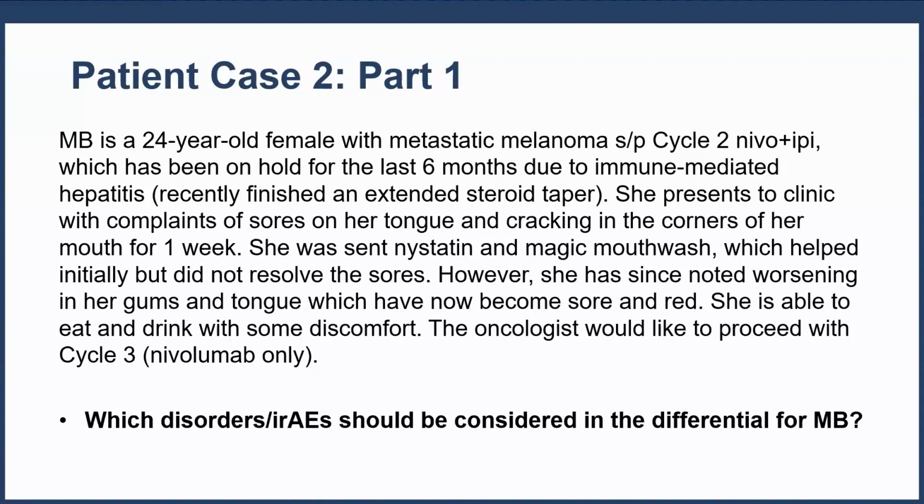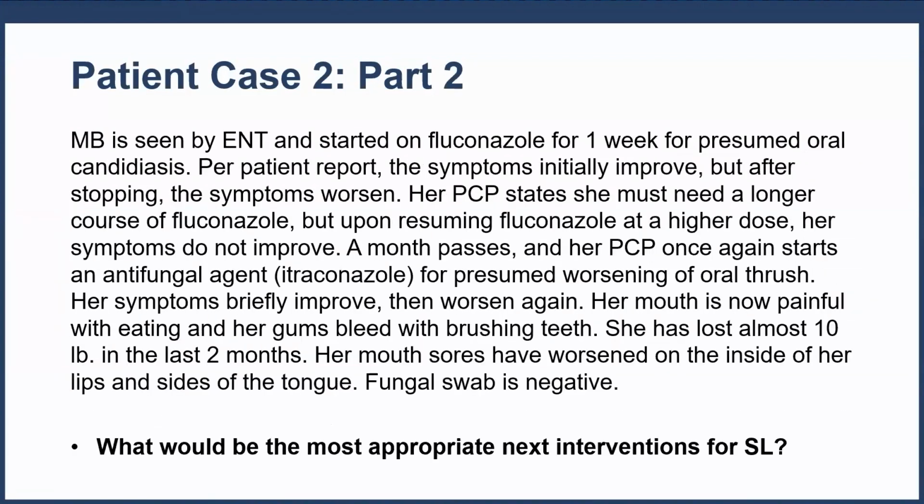So this patient does have a herpes swab done, and she's continued on nivolumab. She comes back after having been seen by ENT and started on fluconazole for 1 week for presumed oral candidiasis, which improves the situation somewhat. But after stopping the fluconazole, her symptoms worsen per her report. Her PCP states she must need a longer course of fluconazole, so she resumes the fluconazole at a higher dose, and her symptoms don't improve this time. A month passes, and her PCP again starts an antifungal with itraconazole for presumed worsening oral thrush. Her symptoms briefly improve, then worsen again.